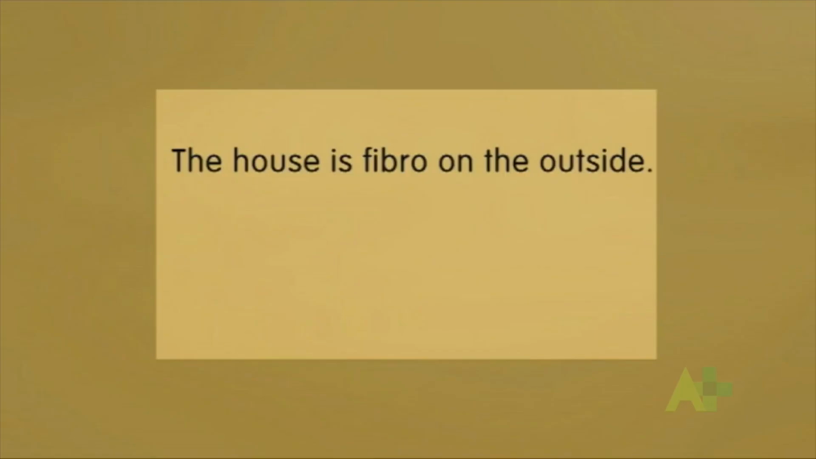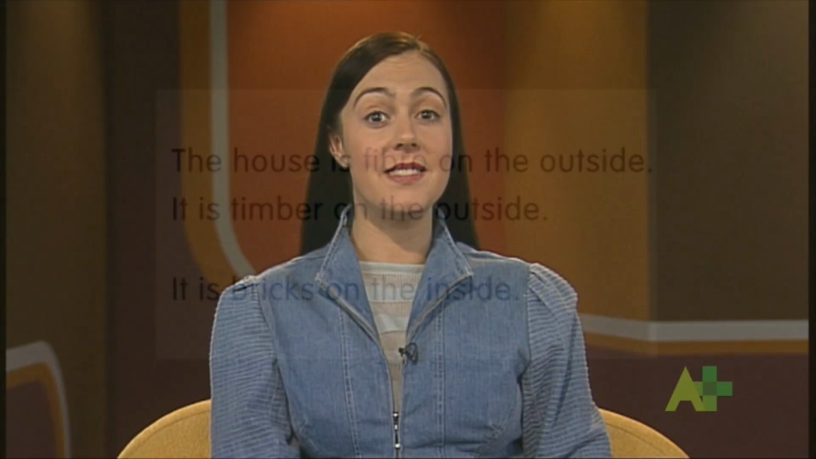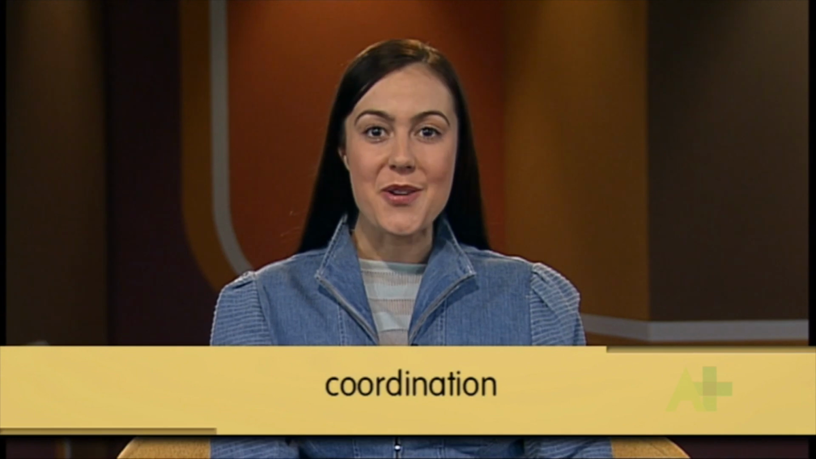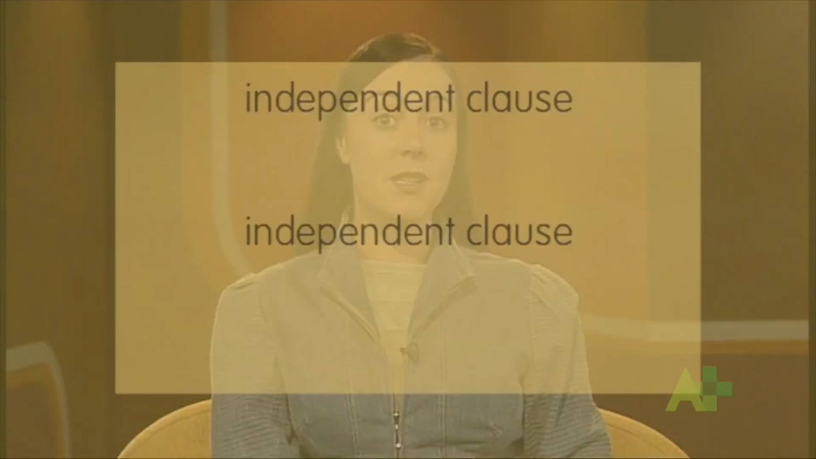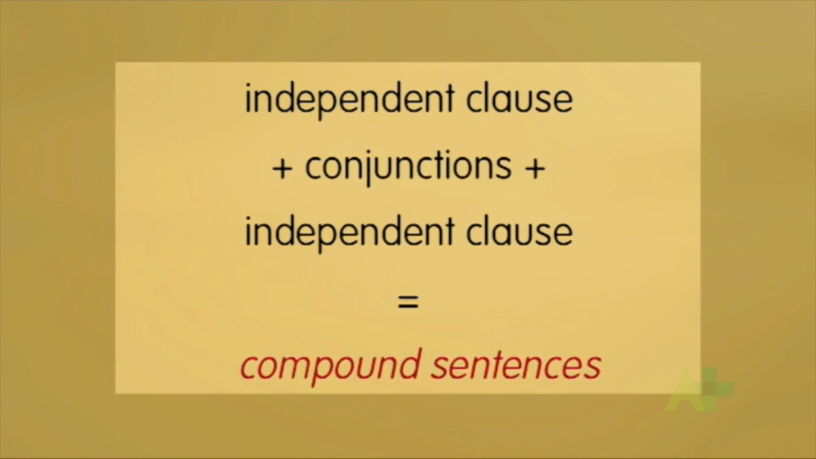He forms one compound sentence from simple sentences. The house is fibro on the outside. It is timber on the outside. It is bricks on the inside. Notice that and is used to list similar things, but is used to contrast different items in a list. So we could also say the house is fibro and timber on the outside, but bricks on the inside. Okay, so that's an introduction to coordination. Remember, coordination is linking independent clauses with conjunctions. This forms compound sentences.